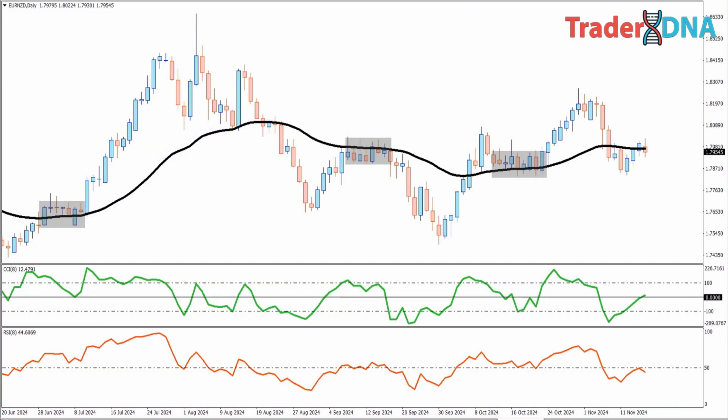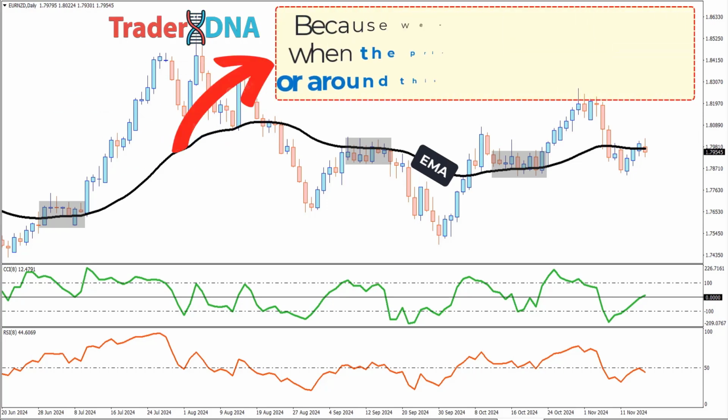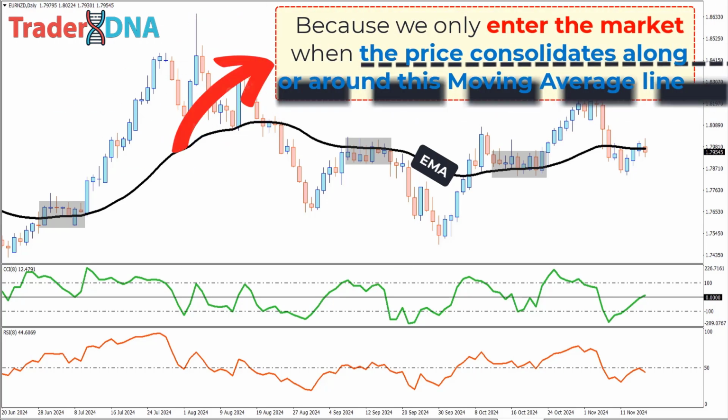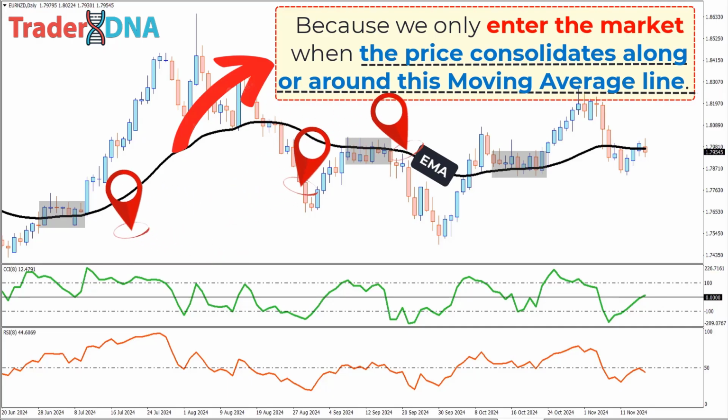Let's begin our discussion with the moving average indicator. In this strategy, the moving average plays several critical roles. First and foremost, I utilize the moving average as a terminal for price consolidation. This is the central function of the moving average in this strategy. Why? Because we only enter the market when the price consolidates along or around this moving average line.